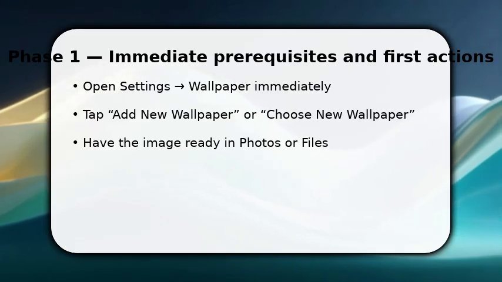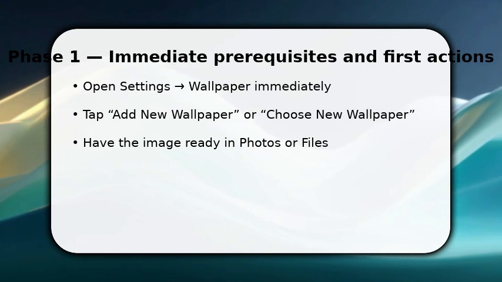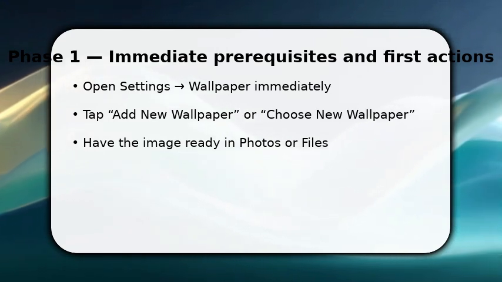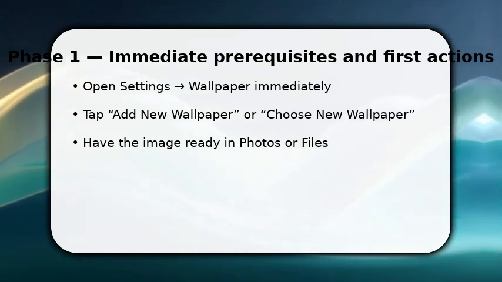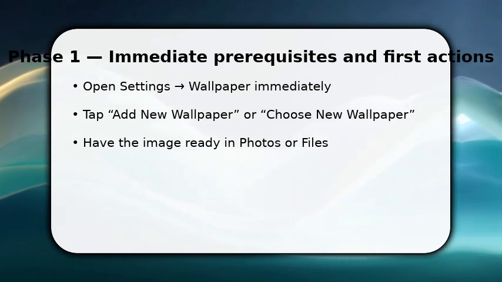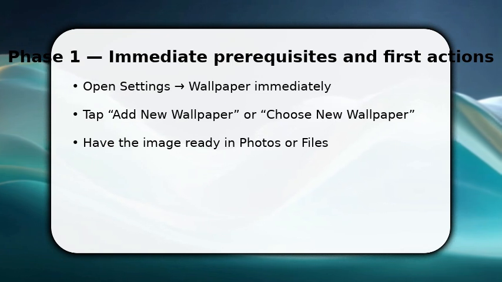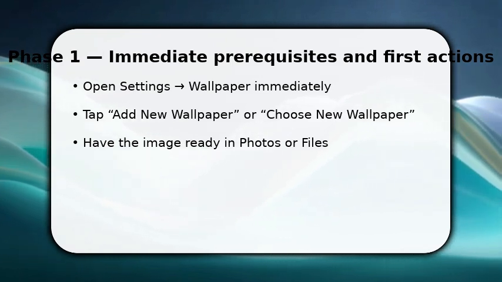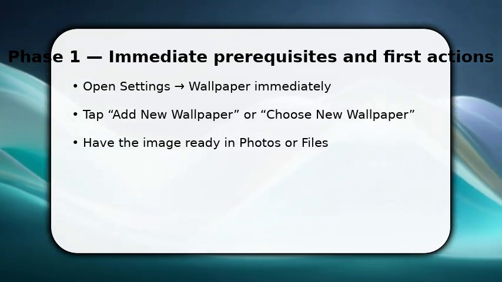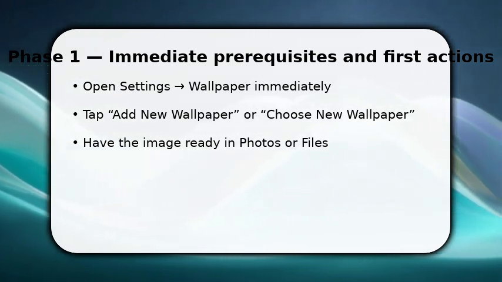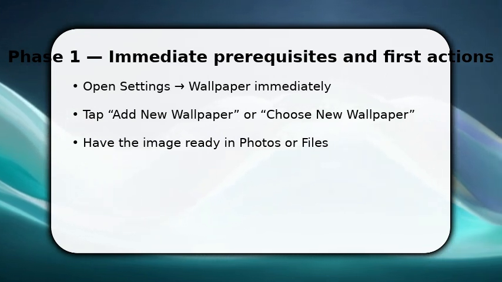You start in Settings, open the Settings app and go straight to Wallpaper. Once there, tap Add New Wallpaper or choose New Wallpaper to begin. Make sure the image you want is already in Photos or Files. You cannot create a wallpaper from scratch here. This method ensures system-level control of lock and home screen options, so choose the exact image now and proceed.